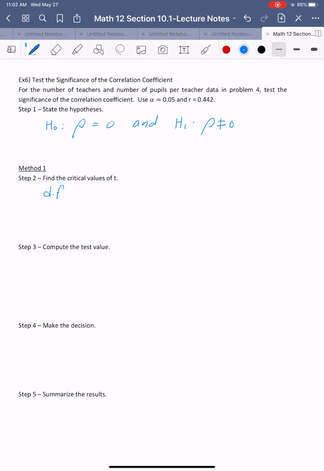So this is the degree of freedom of 10 minus 2, which is 8. And then t is about plus minus 2.306. So over here, negative 2.306, positive 2.306. So this is the critical region.